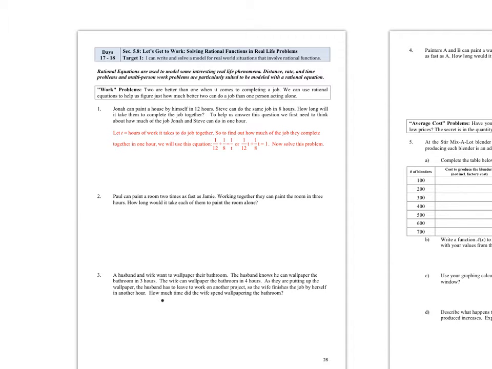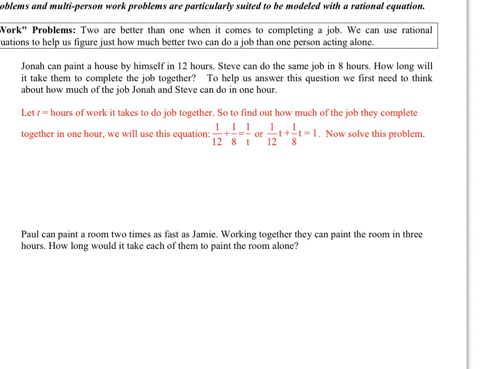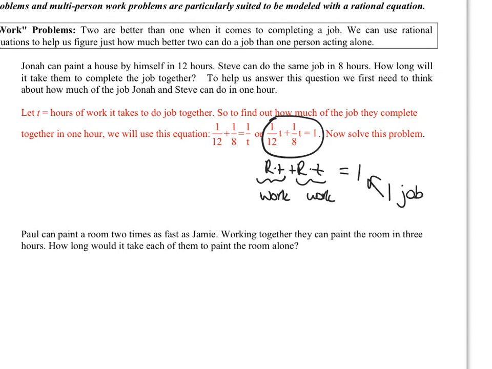Sometimes it's easier to think about it as rate times time equals one job, just like rate times time equals one distance. And that is the setup right here. Okay, so that's rate times time plus rate times time, which gives you the work for this person, the work for this person. And when you add those together, it's the total one job completed, right?